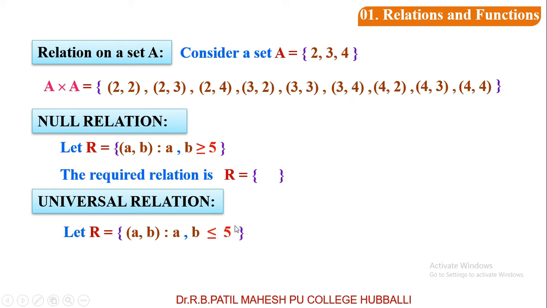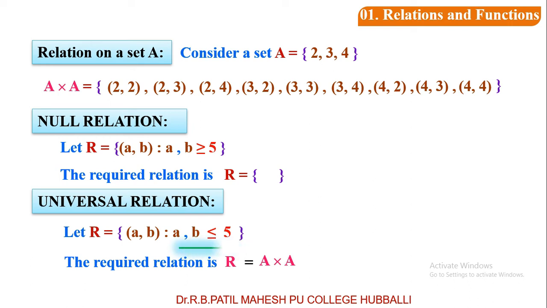So in this relation, even the first ordered pair 2, 2 also comes, 2, 3 also comes, 2, 4, 3, 2, 3, 3, 3, 4, 4, 2, 4, 3, 4, 4. Every ordered pair comes in this relation. Then this R is equal to A cross A itself. This required relation is R equal to A cross A. That's why we call it a universal relation.